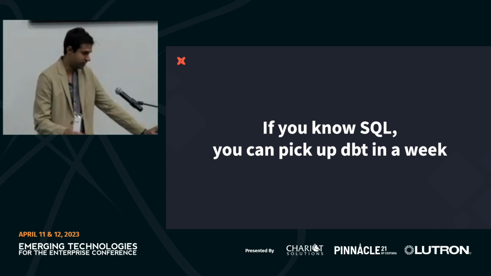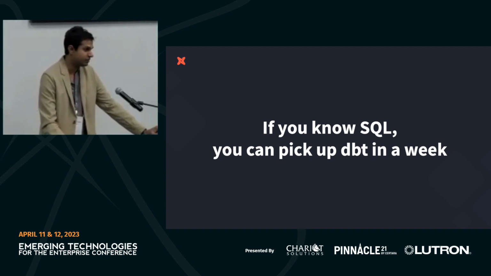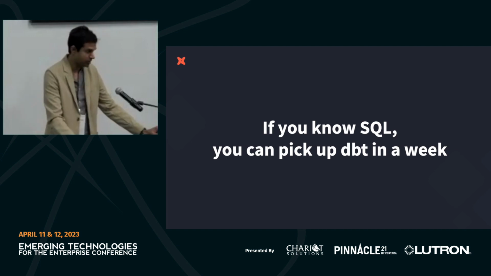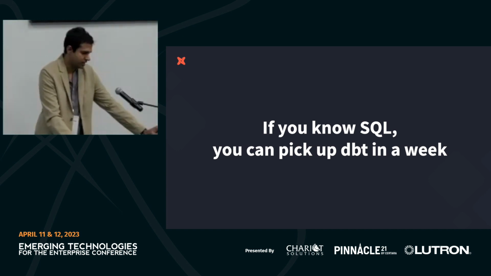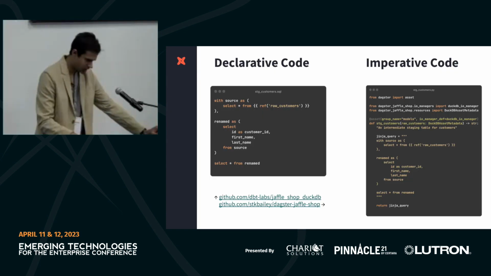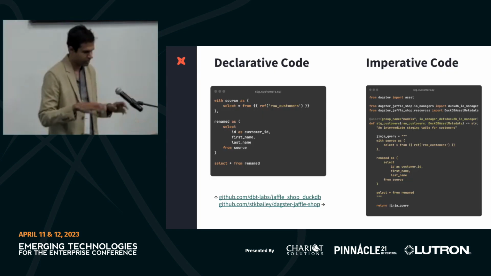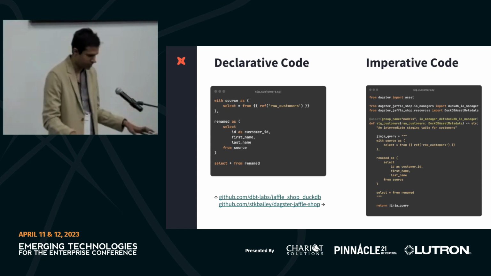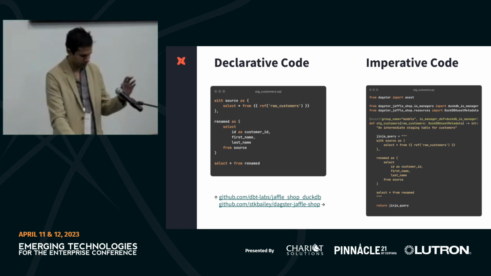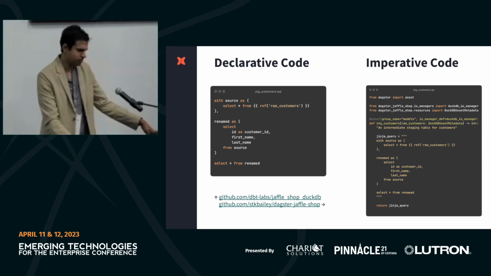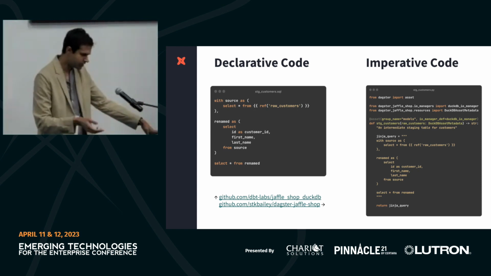And I've seen this time and time again. If you know SQL, you can pick up DBT in a week, which is kind of insane in some ways. If you know SQL, you can write data pipelines in a week and ship them to prod. And that's really the power of DBT. And I think one case study of this is declarative code versus imperative code. So on the left is the standard DBT project called Jaffle Shop, and this is all SQL.